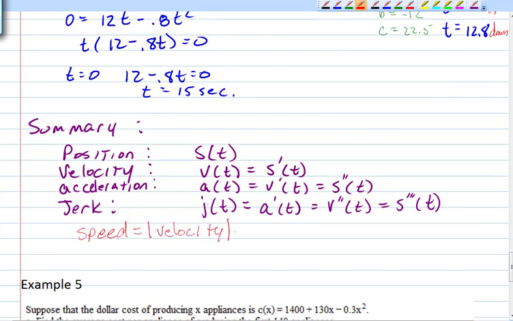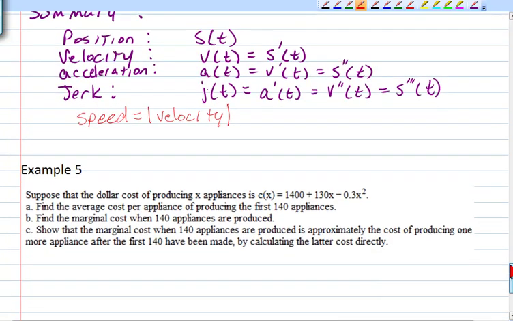All right, in the last example, we're going to get some business terminology. One of the things you need to know is that whenever you take the derivative of a function, it's also called a marginal. A marginal is the derivative of a function. Suppose that the dollar cost of producing x appliances is given by this cost function. Part A says find the average cost per appliance for producing the first 140 appliances.